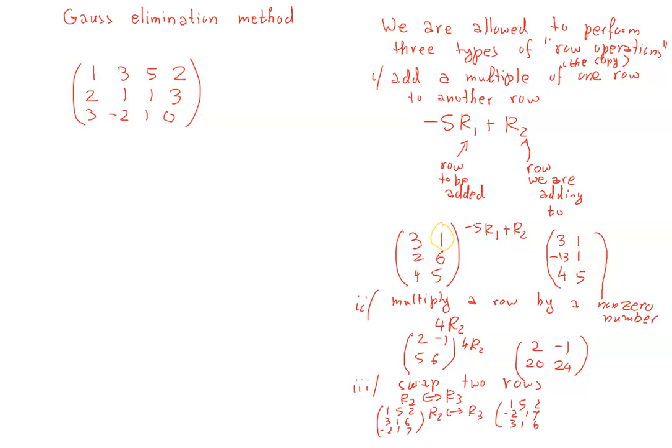And that's all. And my claim is that by using these operations the right way, I can actually bring my matrix to row echelon form. And I plan to show you this for this particular matrix. Are there any questions before we execute the Gauss elimination method?